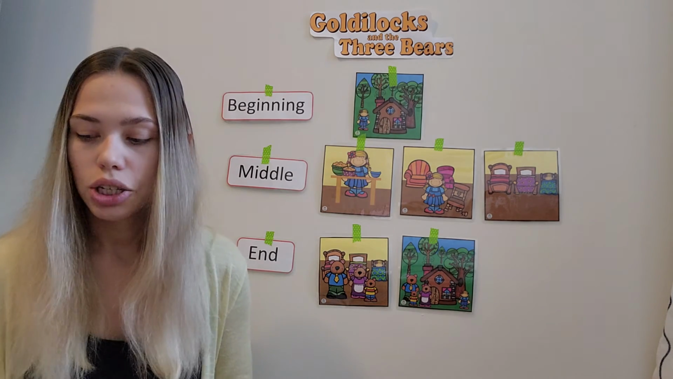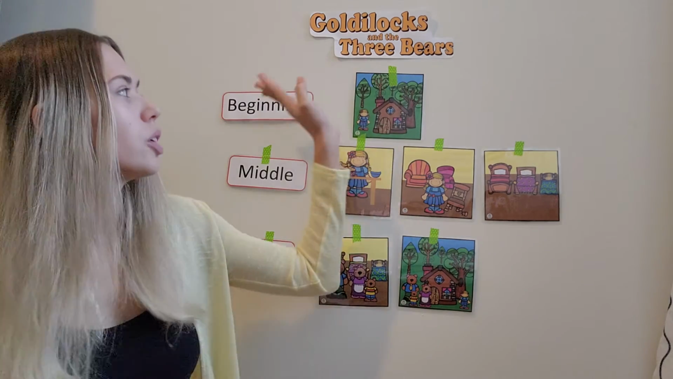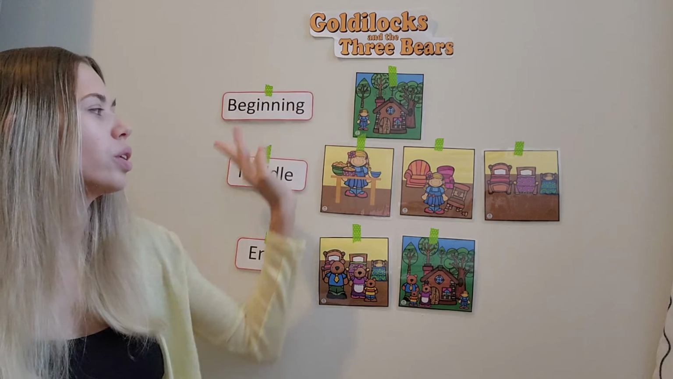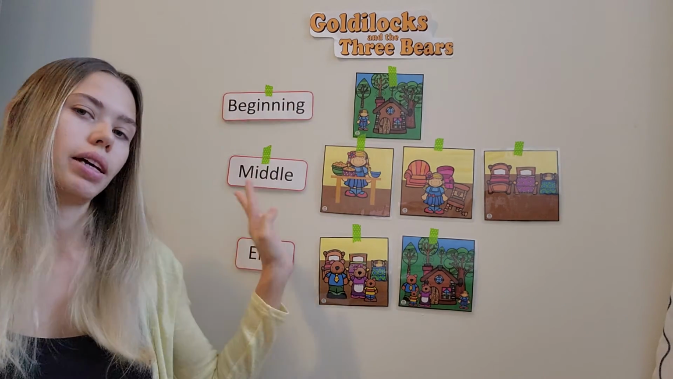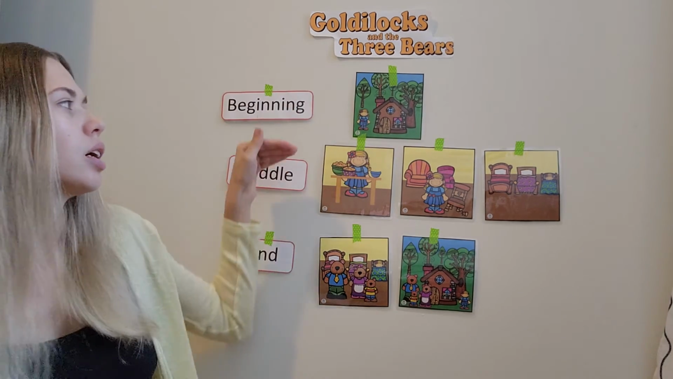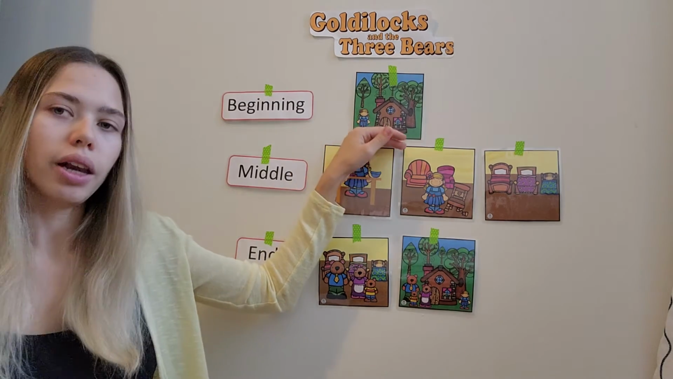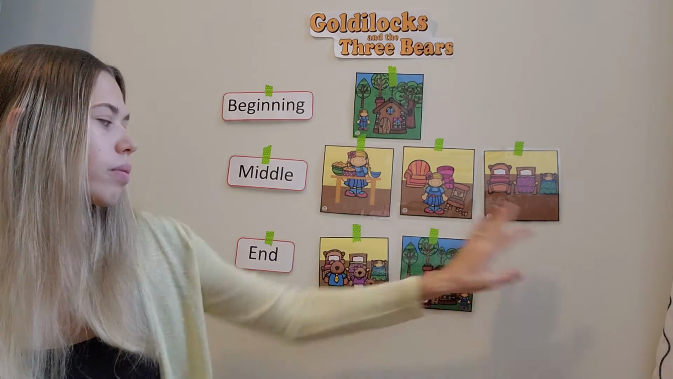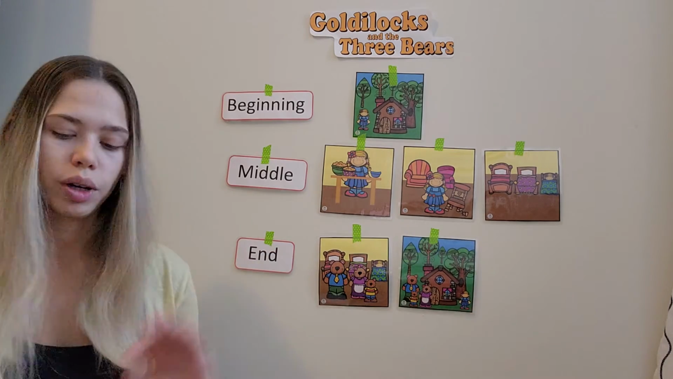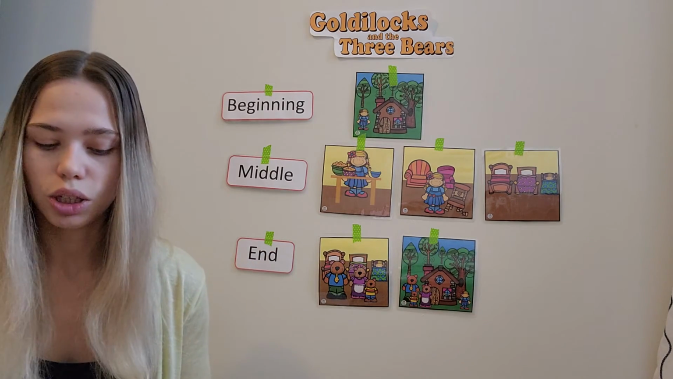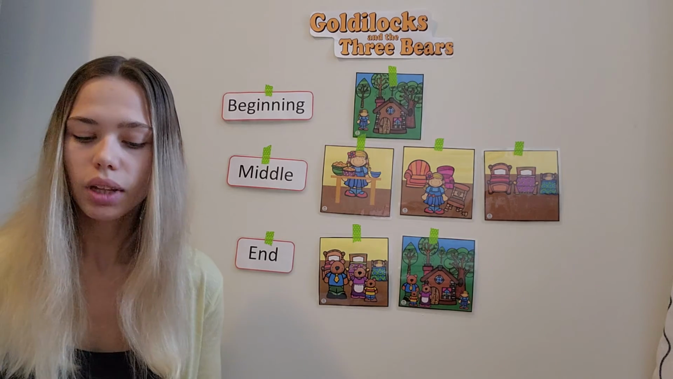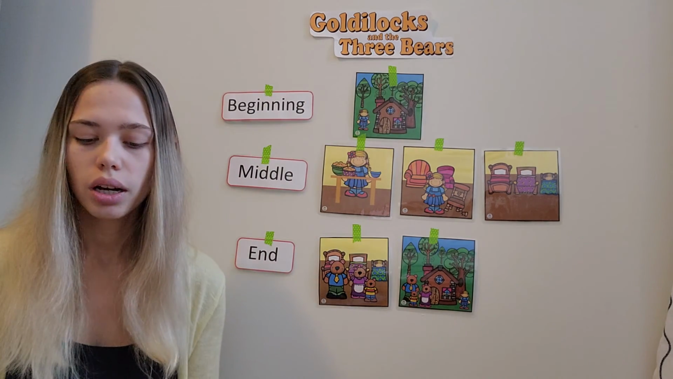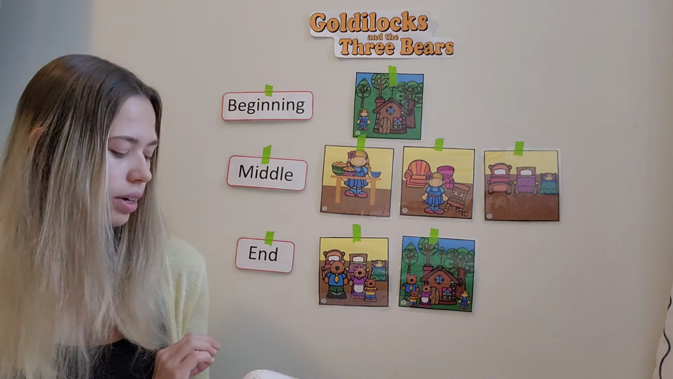Okay, so very good. Look, this is our graphic organizer of all the main events that happen in the story, starting from the beginning of the story, the middle of the story, and the end of the story. Okay, I see that you paid attention, and this chart will help you to do your independent work activity.